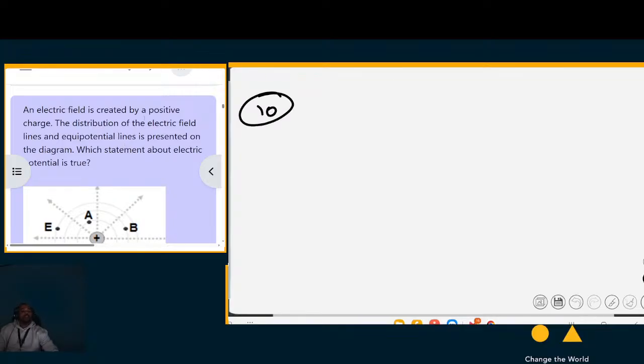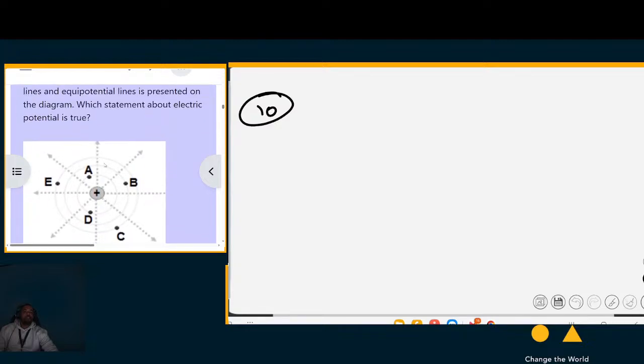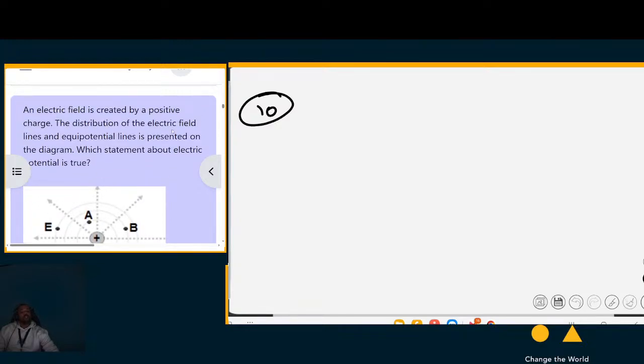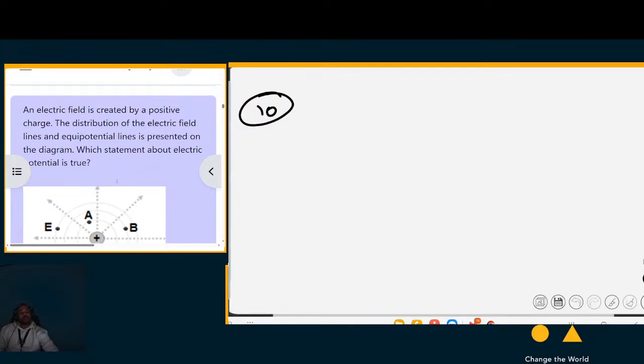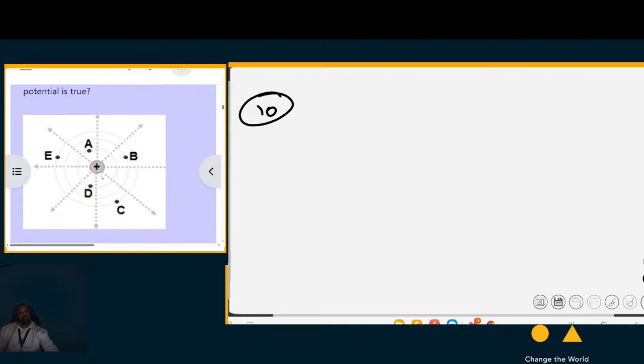An electric field is created by a positive charge. Okay, so there's the positive charge. The distribution of the electric field lines and equipotential lines is presented on the diagram. So these are equipotential lines, concentric about it. Which statement about the electric potential is true? Before we even look at the statements, let's consider the electric potential. Which one has the biggest electric potential?